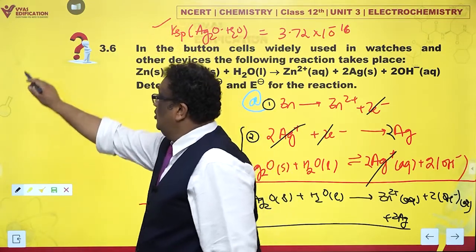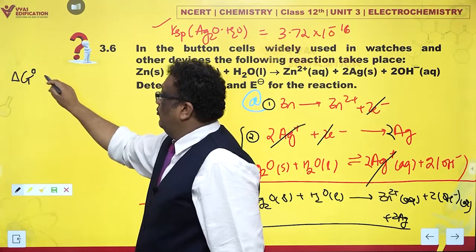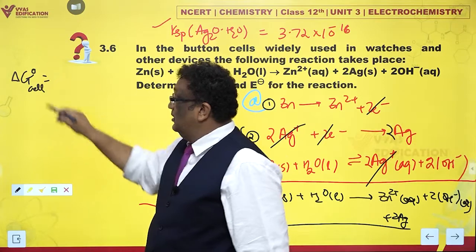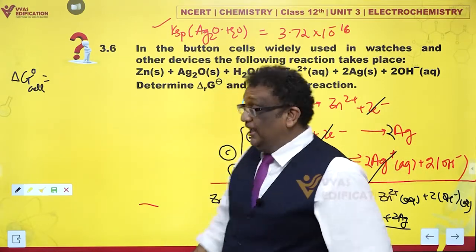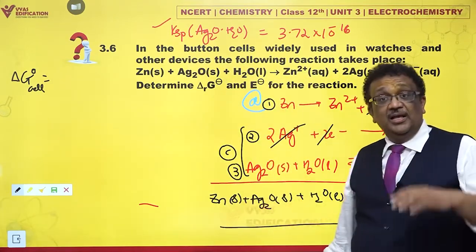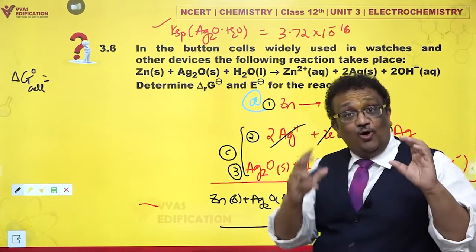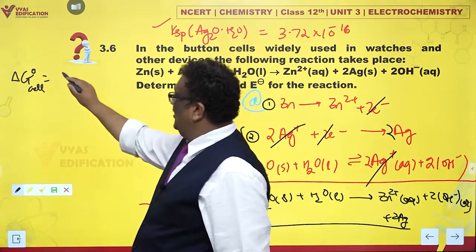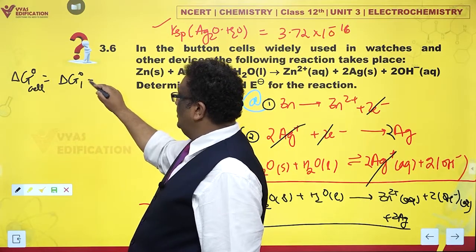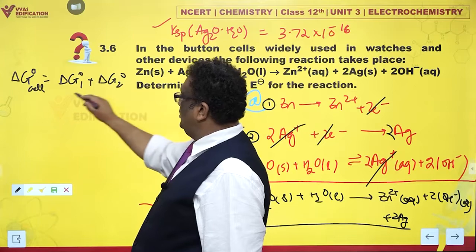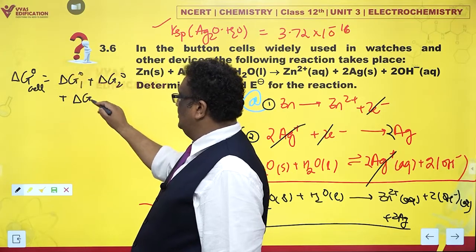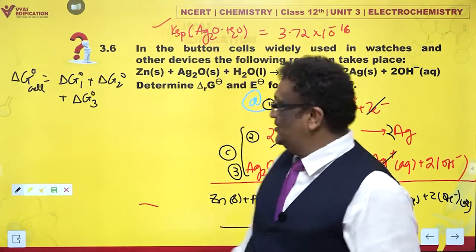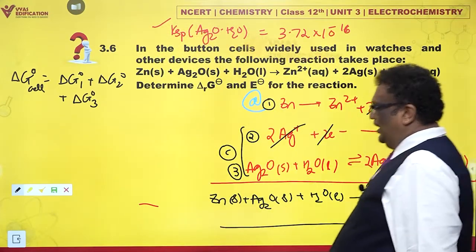Now delta G naught for the overall cell, as you can see, delta G is an extensive quantity. If I add up 3 reactions, the delta G naughts of 3 reactions also add up. If that is the case, I have delta G1 naught plus delta G2 naught plus delta G3 naught. Is that the case? Yes. And how much would that be?